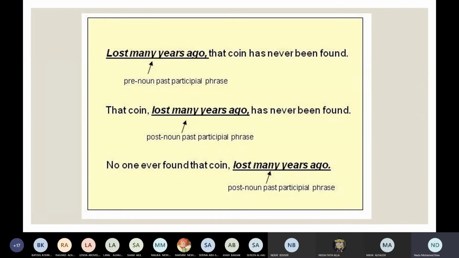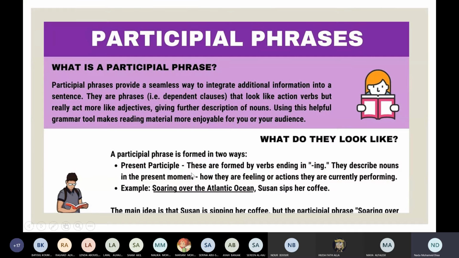Before I move on, who is soaring over the Atlantic Ocean? Who is doing that? Susan. So all of this participial phrase is an adjective to Susan. Teacher, you said that the participle precedes the noun it modifies, directly before the noun it modifies. Yes. Here is the participle. What is that, teacher? This is modifying soaring. So all of it modifies Susan.